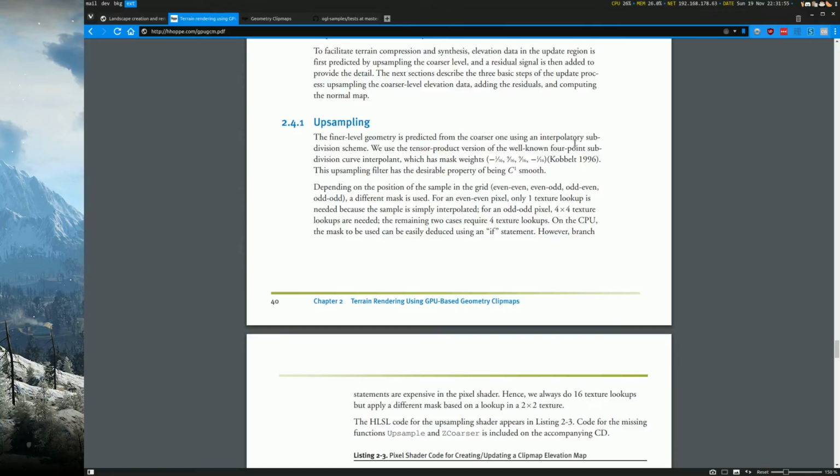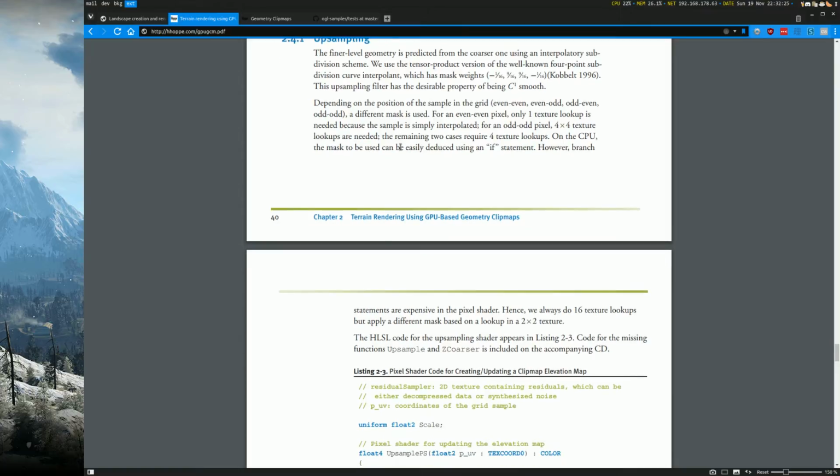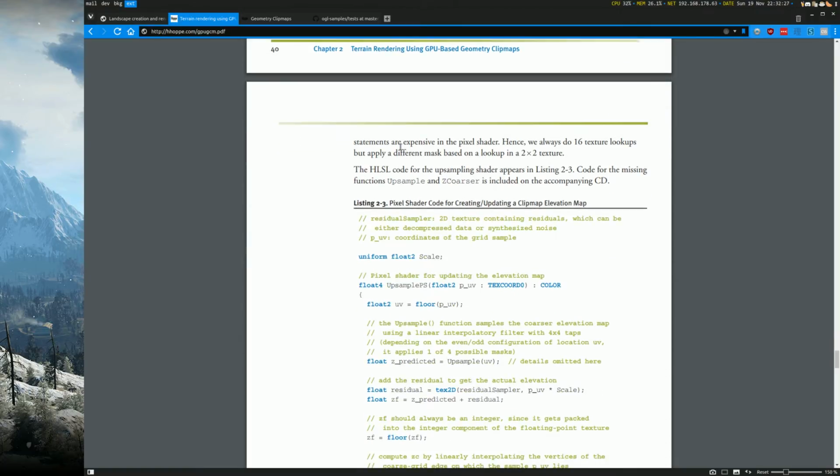It's predicted from the coarser one using an interpolatory subdivision scheme. We use the tensor product version of the well-known 4-point subdivision curve interpolant, which has these mask weights. This filter has the desirable property of being C1 smooth. Depending on the position of the sample in the grid, even or odd, a different mask is used. For an even pixel, only one texture lookup is needed because the sample is simply interpolated. I'm not sure what that means.